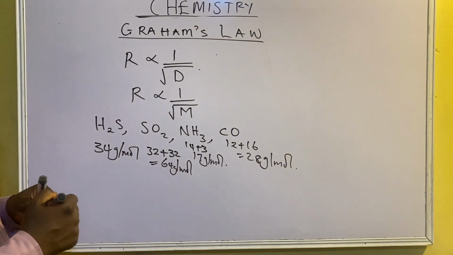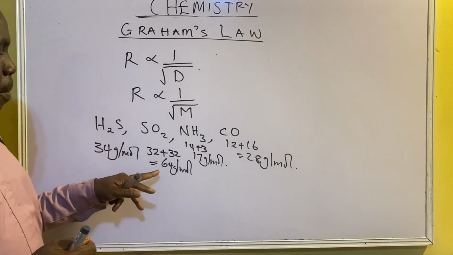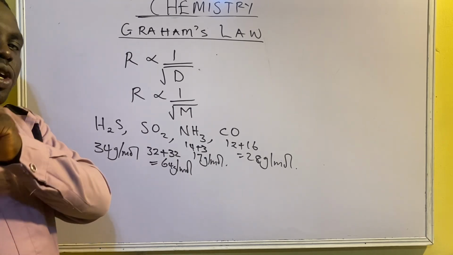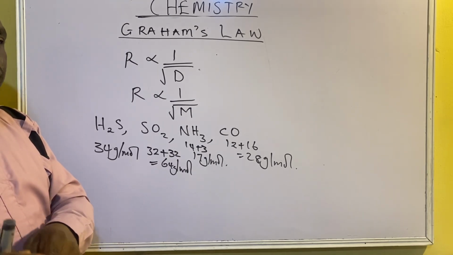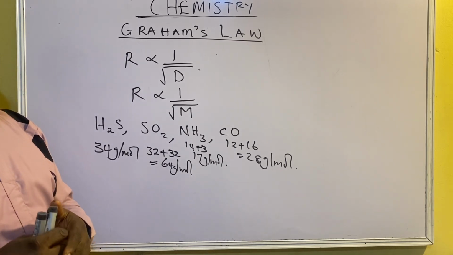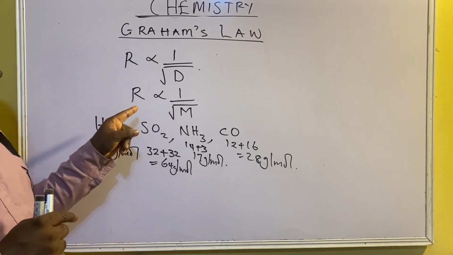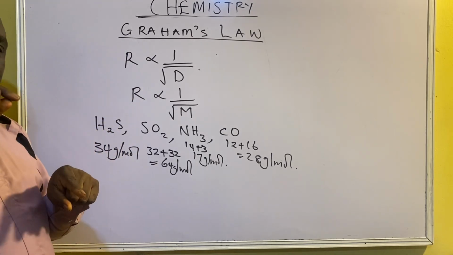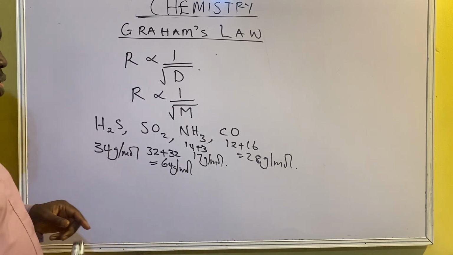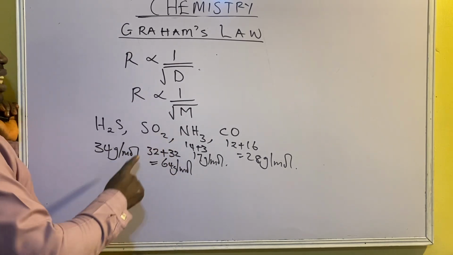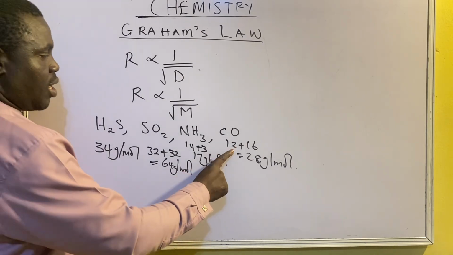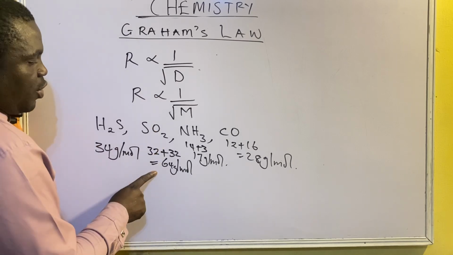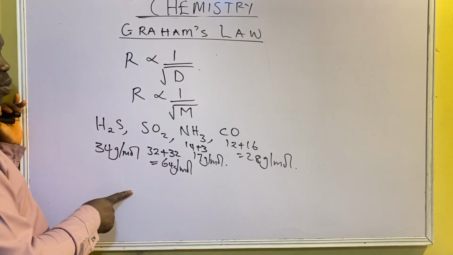Obviously, sulfur oxide has the highest molecular weight, and so it's going to be the slowest. The more the molecular weight, the slower the rate of diffusion. So they are inversely proportional. The more the rate of diffusion, the lower the molecular weight. So it means that ammonia will diffuse the fastest, followed by carbon monoxide, followed by which one now? Followed by hydrogen sulfide, and then you have the last one, sulfur oxide. So please take note of that.